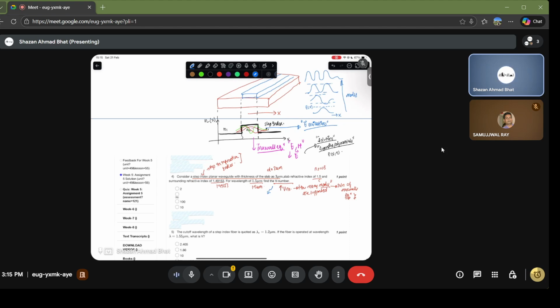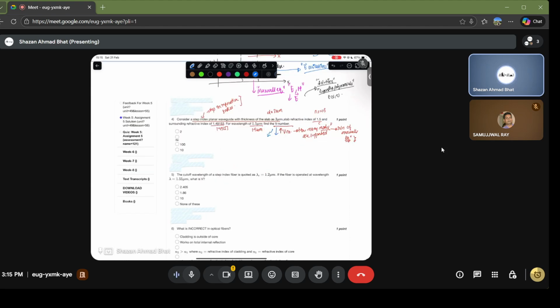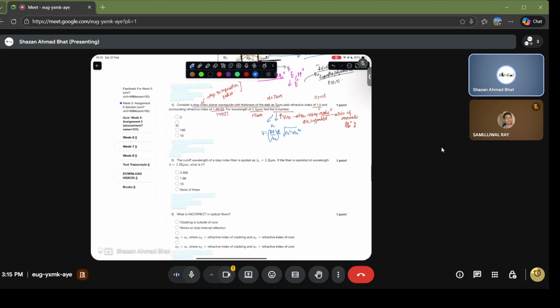And exactly this V number quantitatively covers this particular thing. It shows how many of these modes are basically supported. And this V number you might have seen is mathematically given by 2 pi over wavelength times d under root of n1 square minus n2 square. This is basically k, which is the wave vector or propagation constant.